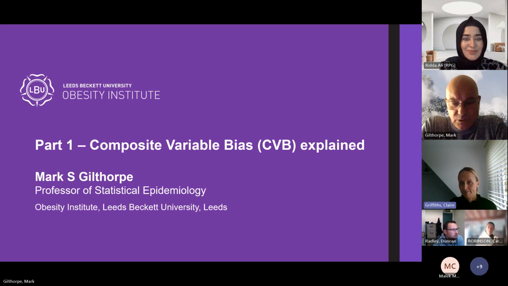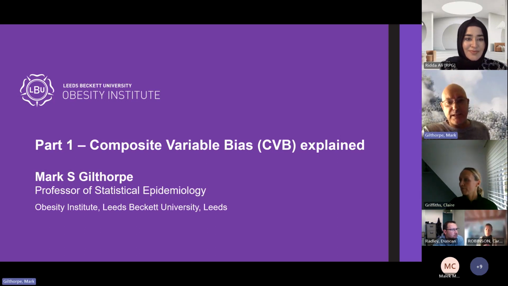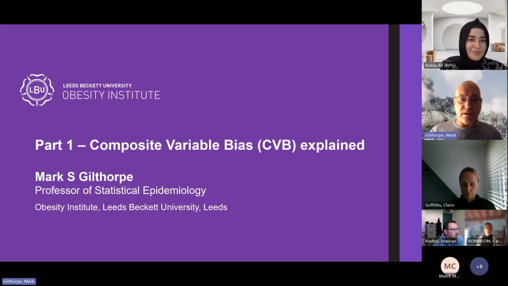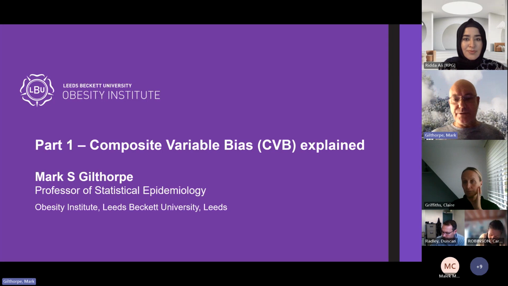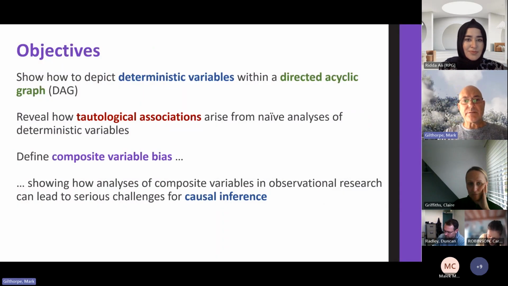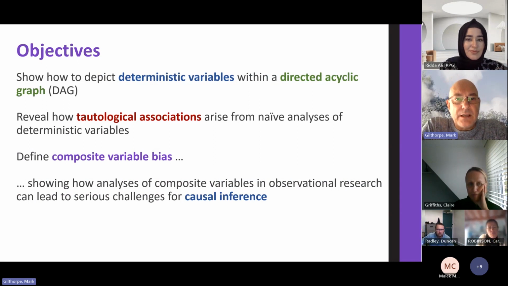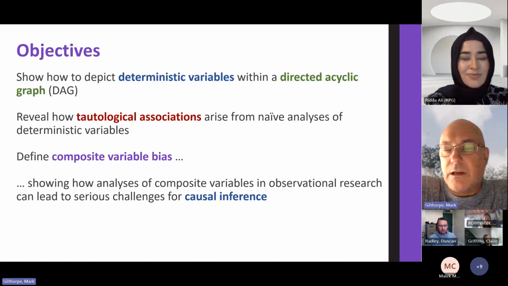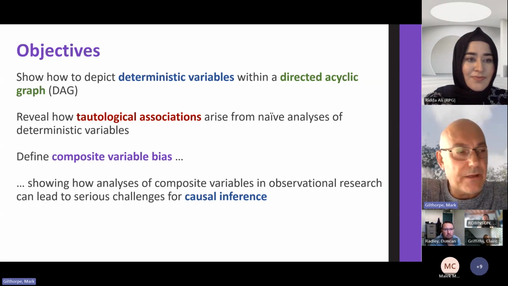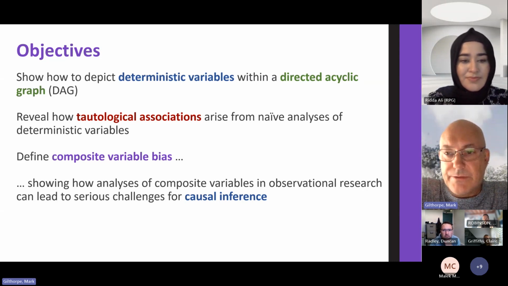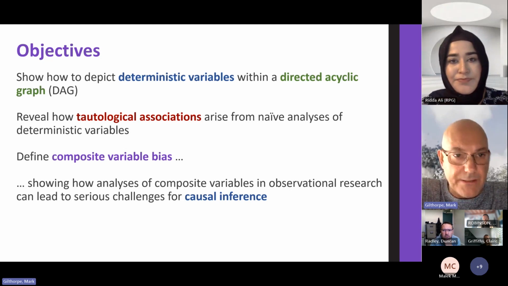Okay, so I'm going to first introduce the concept of composite variable bias, and then Ridda will give you a more detailed illustration of it. So the objectives that I'm going to cover are to show how deterministic variables are considered differently within a directed acyclic graph, which is a causal graph. For those who recall from last month's seminar, we use causal graphs to help inform causal analyses.